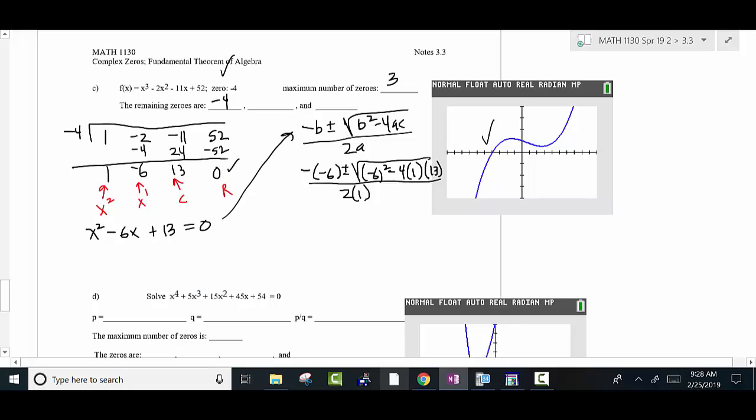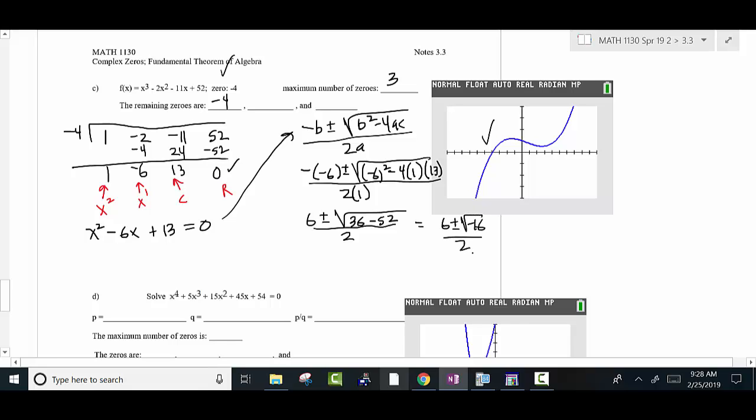And what will happen on this, you'll have 6 plus or minus. Under the radical, it looks like you have 36 minus 52. So see, it's a negative number under the radical, so it is complex. Okay, so if I do that, is that 16, I think? Yeah, so that would be 6 plus or minus square root of -16 over 2.